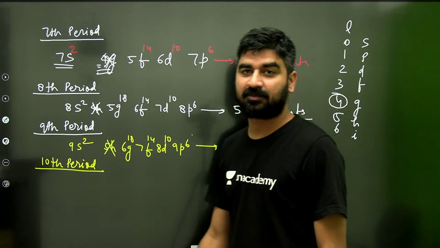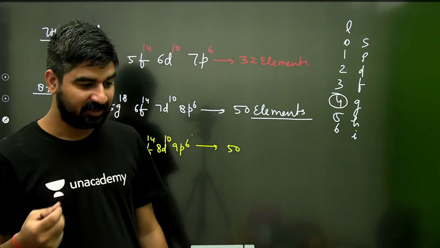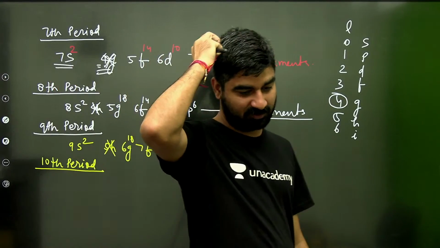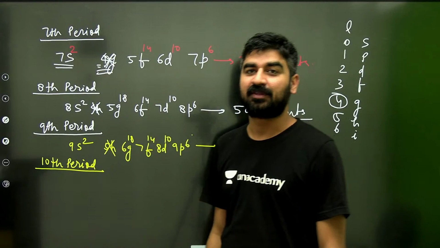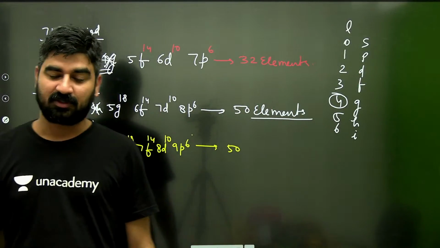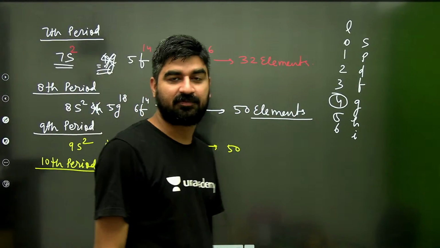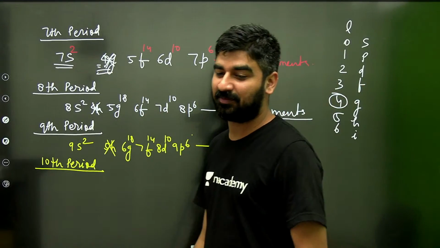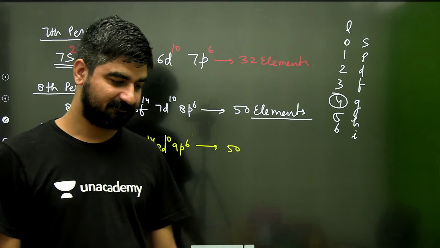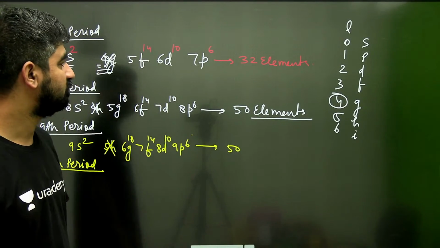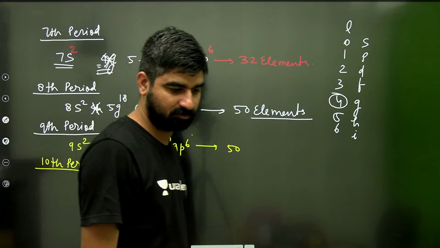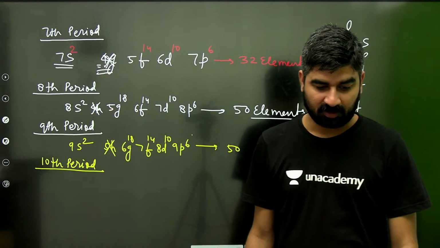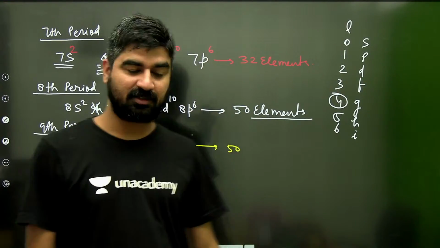Now tell me the answer. In this way you can do it if you are asked in the paper how many maximum elements a period can have. So now you can calculate that. There are 7 periods and we have done the calculation till 10th. So I'm not getting any answers till this point.